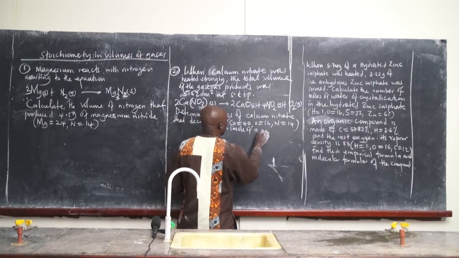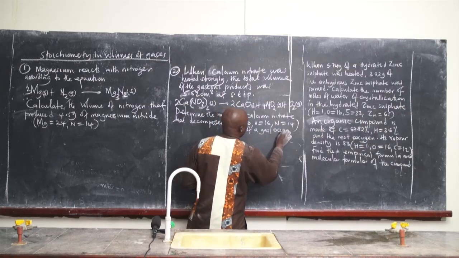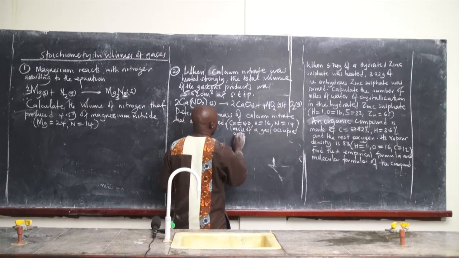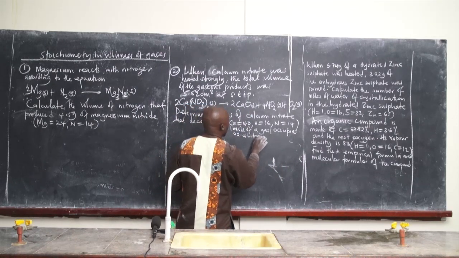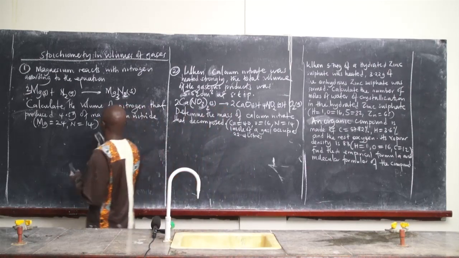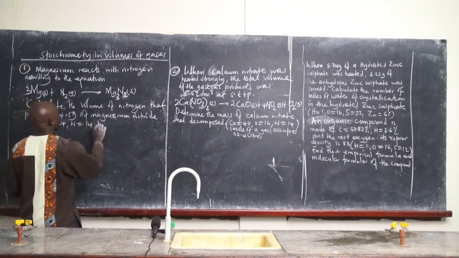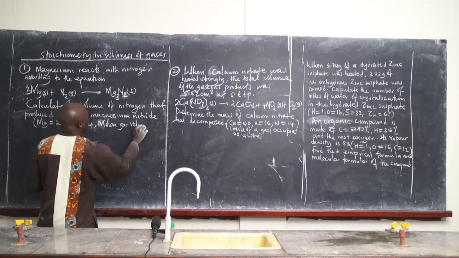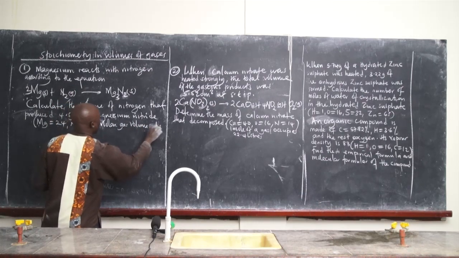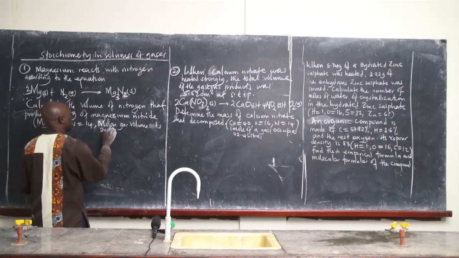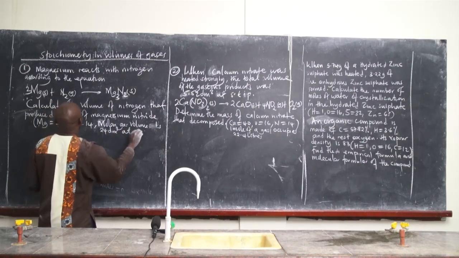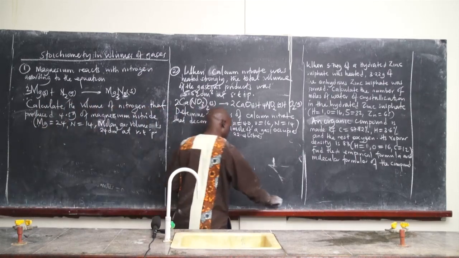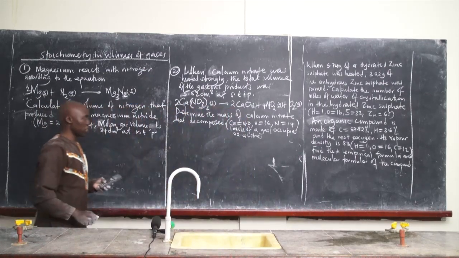One mole of the gas occupies 22.4 liters. That's at STP. Here, molar gas volume is 24 dm cubed at RTP. Let's do those two questions and we can have that topic concluded.